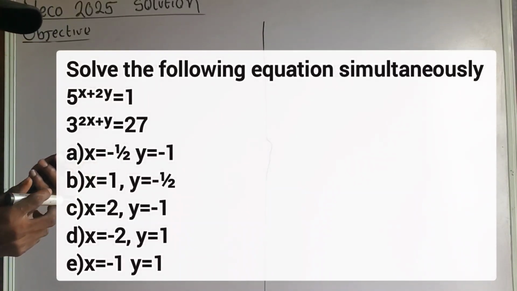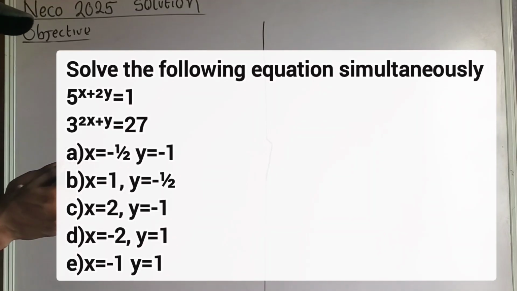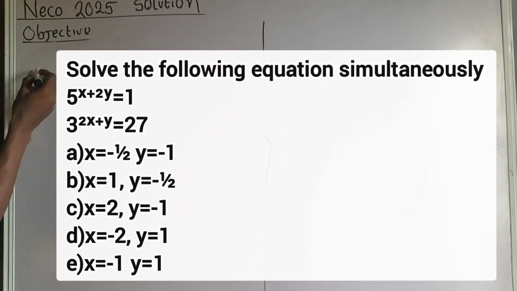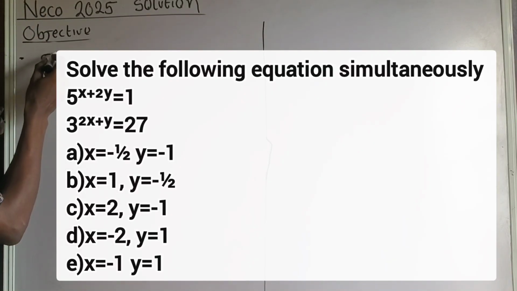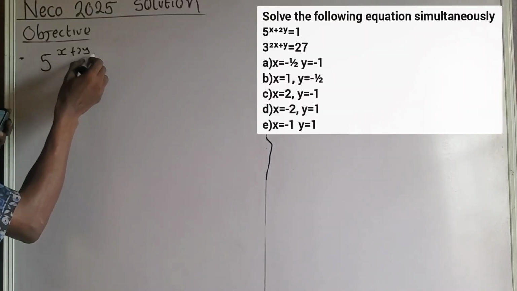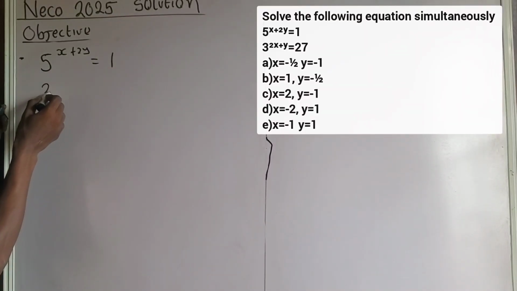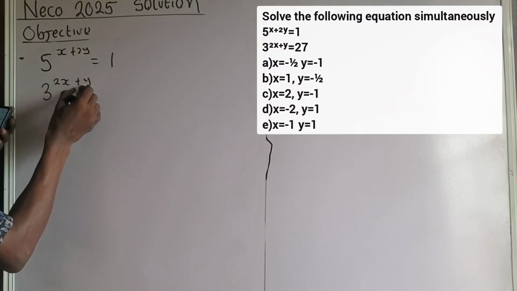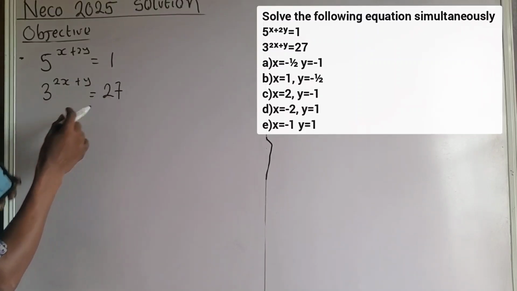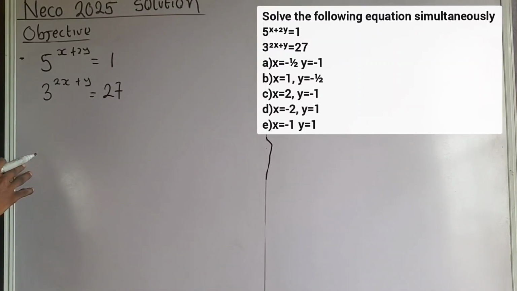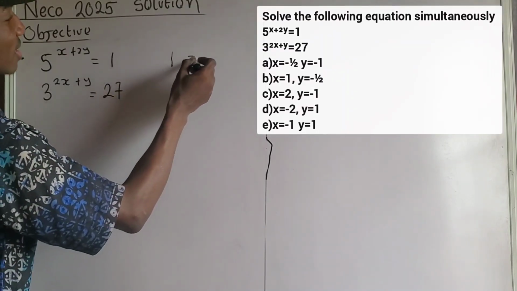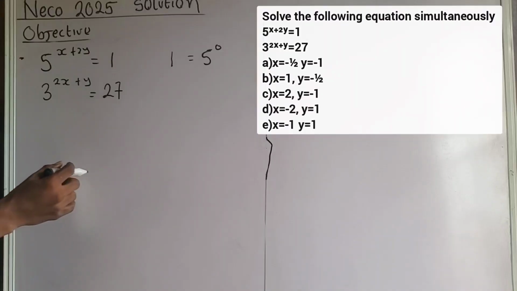Solve the following equations simultaneously. 5 raised to the power of (x plus 2y) equals 1. 3 raised to the power of (2x plus y) equals 27. Okay, how can we solve this simultaneously? Don't forget that 1 can be written as 5 raised to the power of 0, because if you raise any number to the power of 0, you are going to have 1.